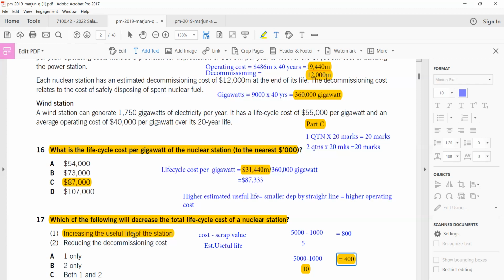But if you should increase or decrease the life cycle of the product, the total life cycle cost of the product will change. So that's why I was saying that Daniel is correct by only saying that the correct answer is B, 2 only. 1 is not going to be correct because increasing the useful life will not lead to affecting the total life cycle cost. Here we look at the life cycle cost of a product, which is a nuclear power station.